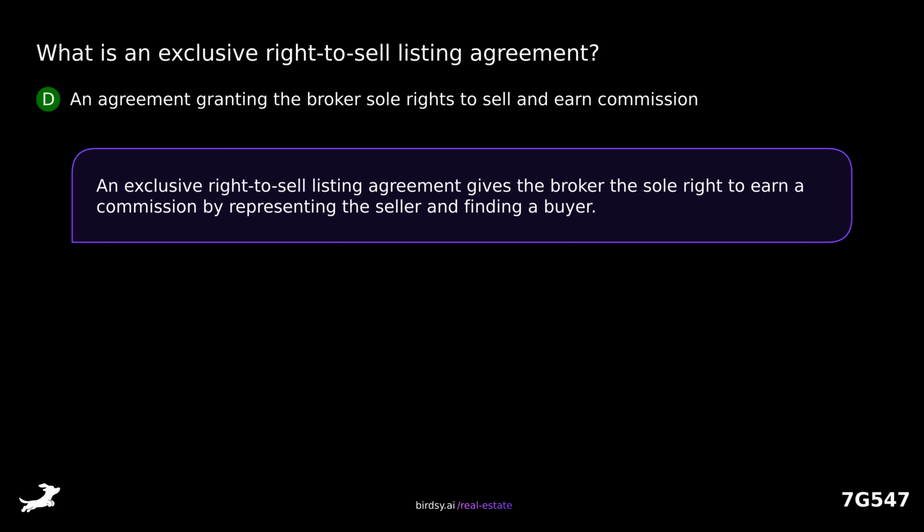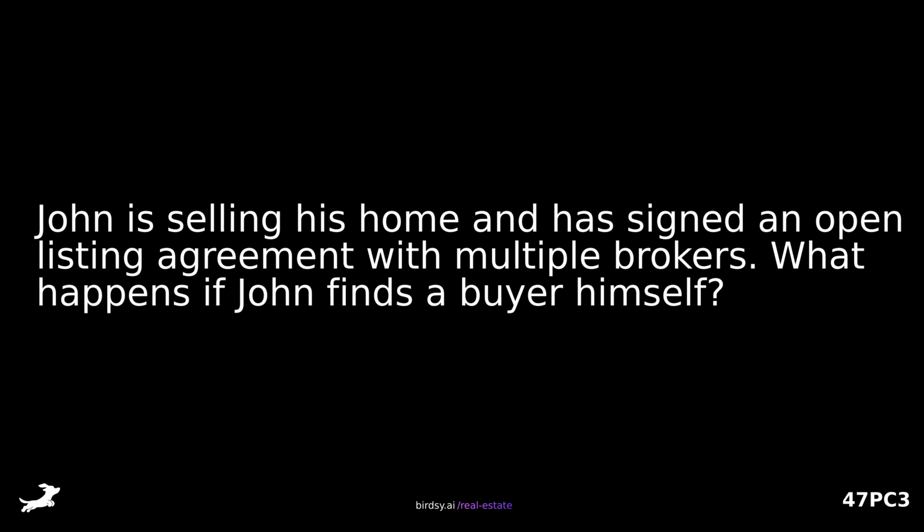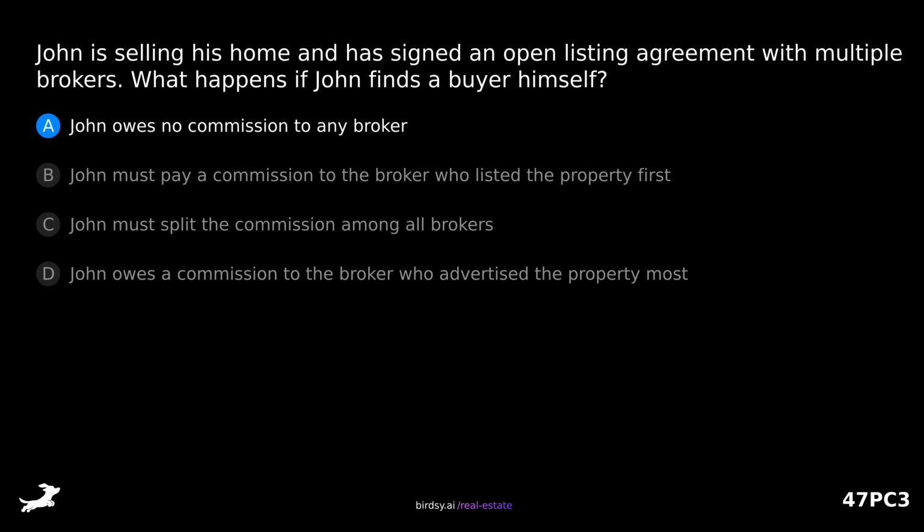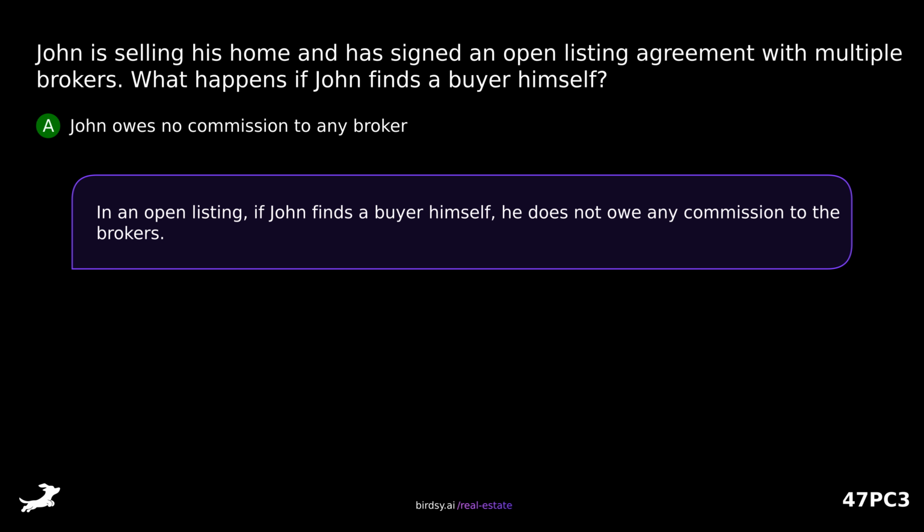finding a buyer. John is selling his home and has signed an open listing agreement with multiple brokers. What happens if John finds a buyer himself? Is it A, John owes no commission to any broker? B, John must pay a commission to the broker who listed the property first? C, John must split the commission among all brokers? Or D, John owes a commission to the broker who advertised the property most? The answer is A, John owes no commission to any broker. In an open listing, if John finds a buyer himself, he does not owe any commission to the brokers.